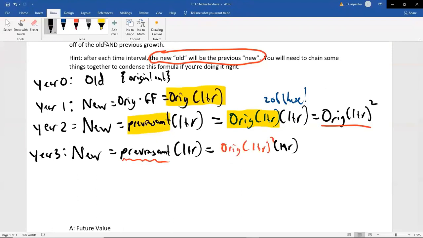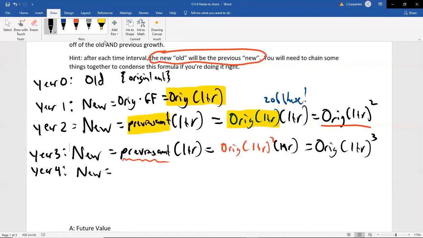So 1 plus r squared times 1 plus r, you can condense that, you can compress it, you can chain it together. It's just the original times 1 plus r to the, all right, what's 5 squared times 5? It's 5 cubed. What's x squared times x? It's x cubed. That's 1 plus r cubed. And you could do this year 4, year 5, year 6, year 7, however long you need to do this. We'll do it one more just to make sure we've got this hammered in.